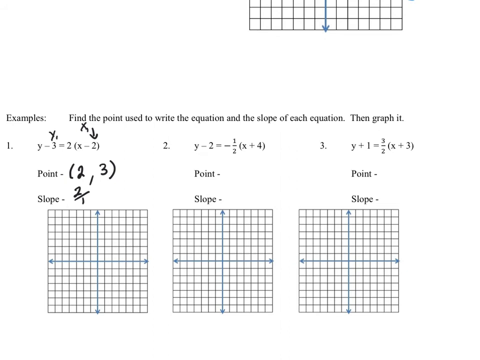So the point 2, 3 is over here in the first quadrant, and we're going to use our slope. It's positive over positive. So I'm going to go up 2, right 1, or down 2, left 1, right? 2 positives make a positive, and so do 2 negatives. Once we have a good number of points that we can make a nice straight line, we can go ahead and connect them.